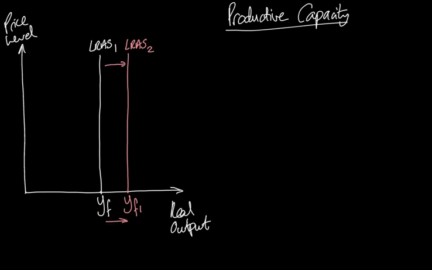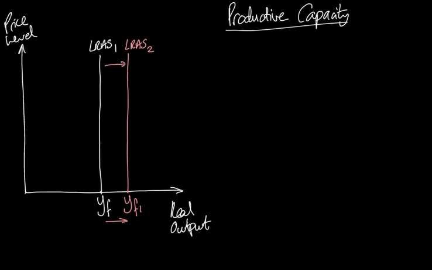We want to see our full employment level of output increasing over time. So previously, this was our maximum capacity for our economy, but what we want is over time to be able to produce this much. We want to be able to increase our capacity within the economy.